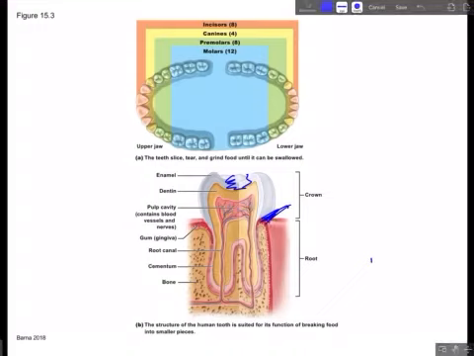Inflammation of the gum line with bacteria trapped in here is gingivitis, which can lead to periodontitis, which is an inflammatory event around all the structures of the tooth as well.